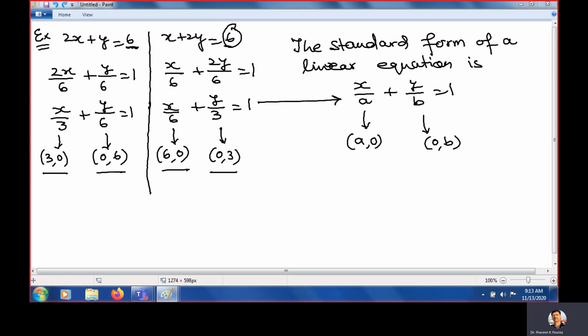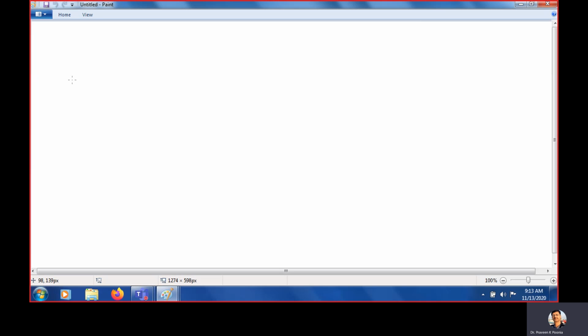Okay. So this is method number 1, in which we draw two lines, and after drawing two lines, we need to find the intersection point. Intersection point means the point where both the lines are going over each other. Okay. Now method number 2 is solution by substitution.